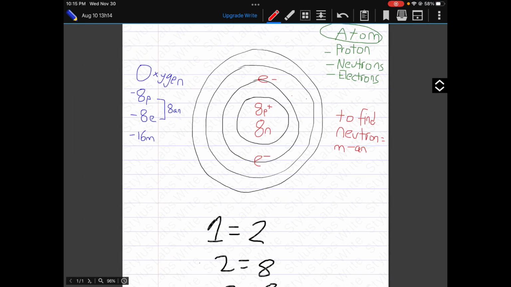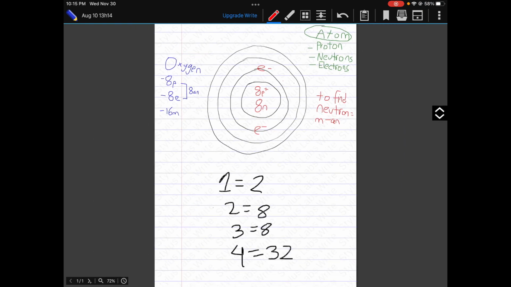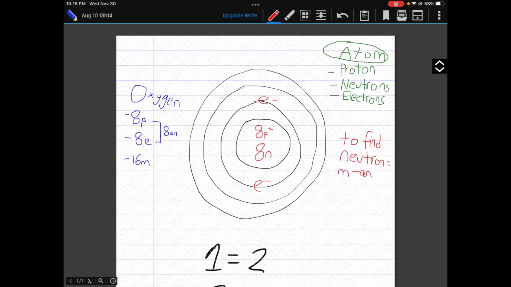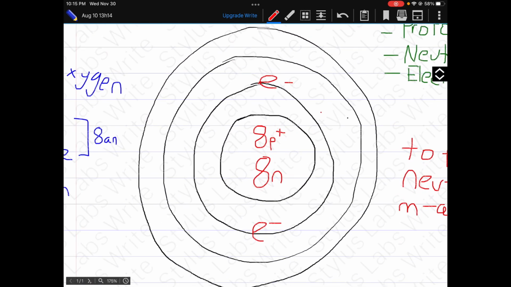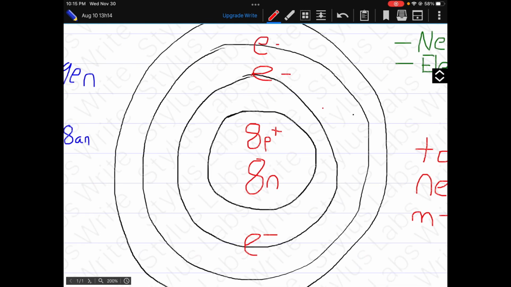Now that we've completed our first orbital, we have 6 electrons left that we need to put on here. We know that the second orbital holds 8, so you want to evenly divide 6 electrons on the second orbital. Let's give it my best. 1, 2, 3, 4, 5, 6. This is pretty close.